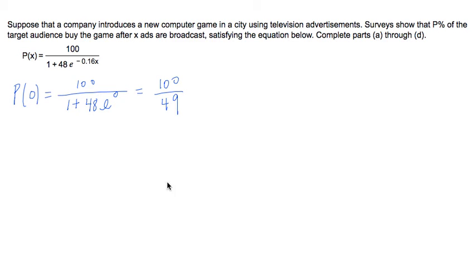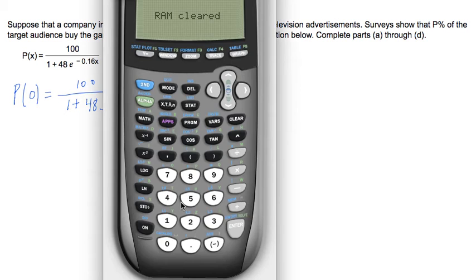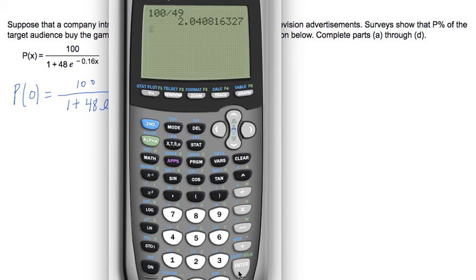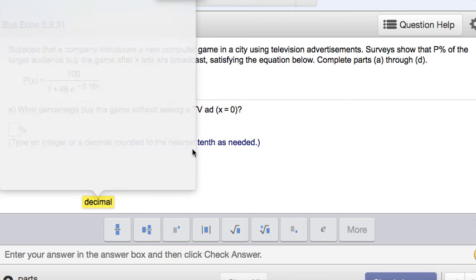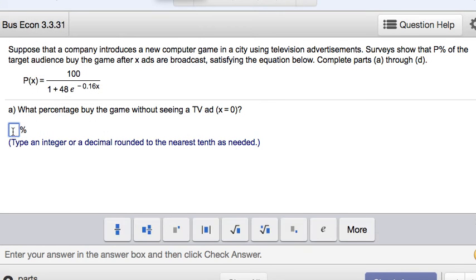So I'm opening the calculator up to compute that number. It is 2.0408, rounded to the nearest tenth. So 2.0.